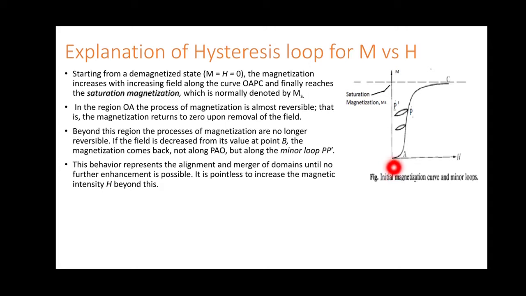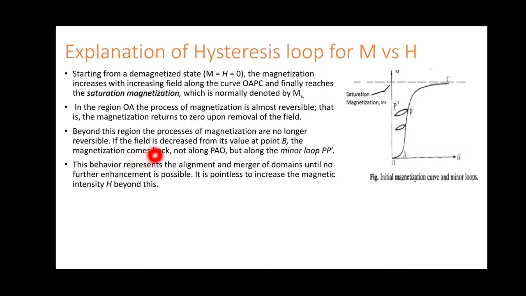In the region of OA, the magnetization is almost reversible. That is, if we decrease the value of the applied field, the magnetization goes to the origin 0. But after that, if we increase the external field, the magnetization does not go to 0. It goes along another curve, another path. Beyond the region of OA, the process of magnetization is no longer reversible.